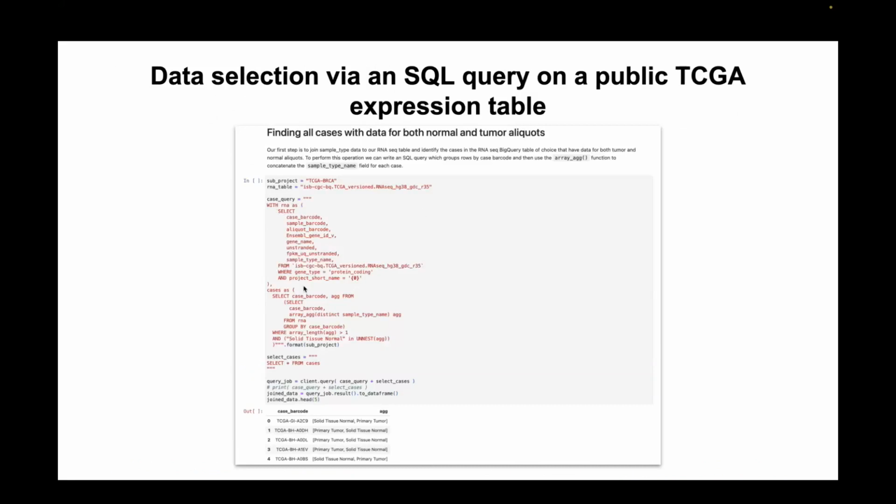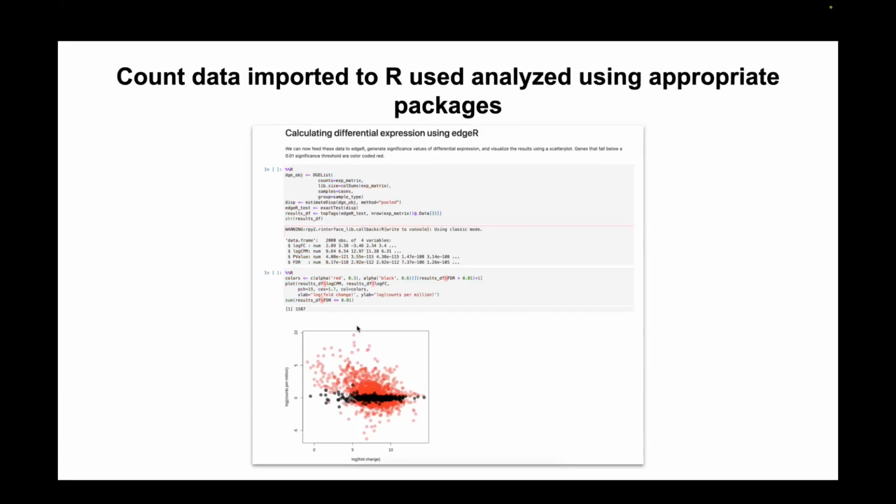So this first one goes in and selects only the protein coding genes from the RNA-seq table. So I alluded to 60,000 earlier. This is only about 20,000. And then, for example, this is another section where it pulls all the cases of TCGA that have both solid tissue normal and primary tumor. And then it scaffolds a query to whittle down the data to the final data set for the analysis.